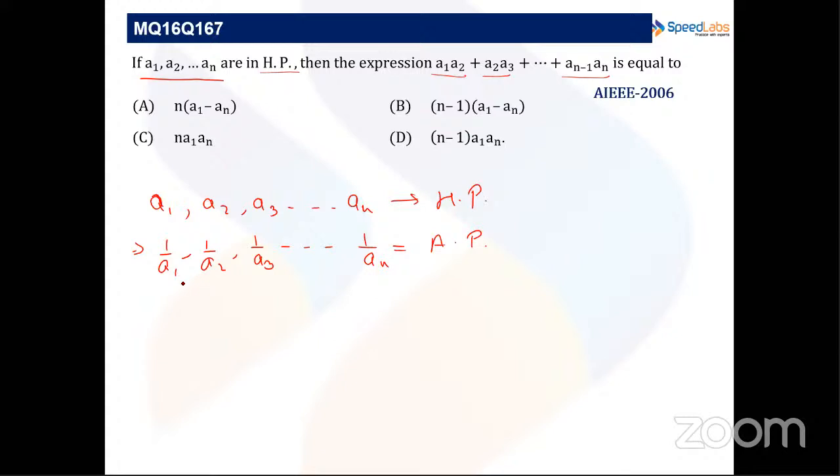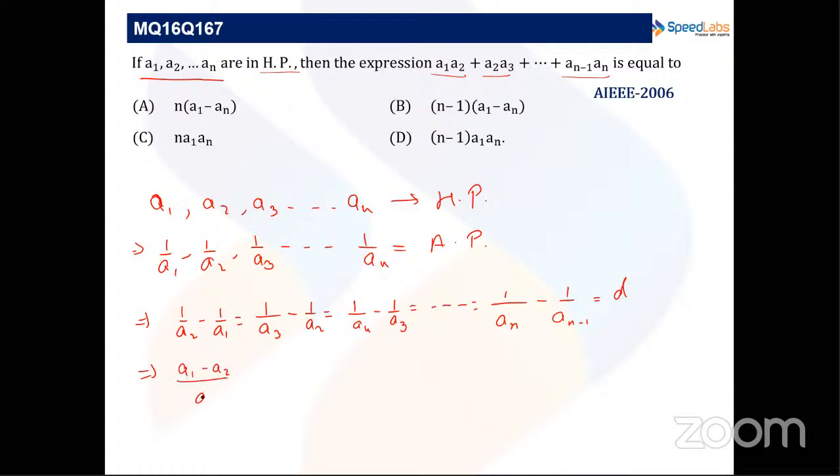So 1 upon a2 minus 1 upon a1 will be equal to 1 upon a3 minus 1 upon a2, will be equal to 1 upon a4 minus 1 upon a3, and so on, 1 upon an minus 1 upon a(n minus 1) will be equal to the common difference d. From here we can see that a1 minus a2 upon d will be equal to a1 a2.